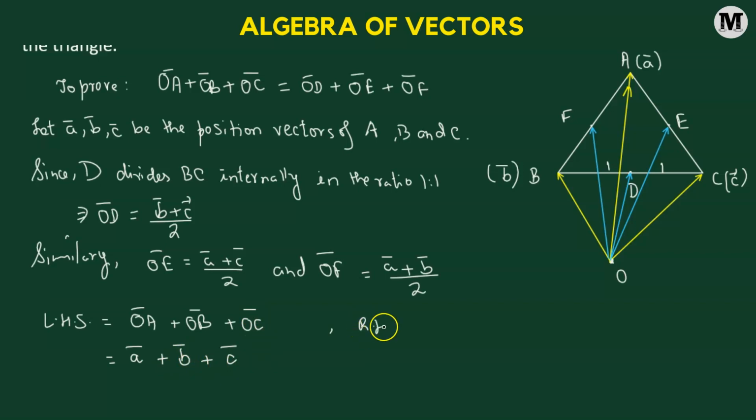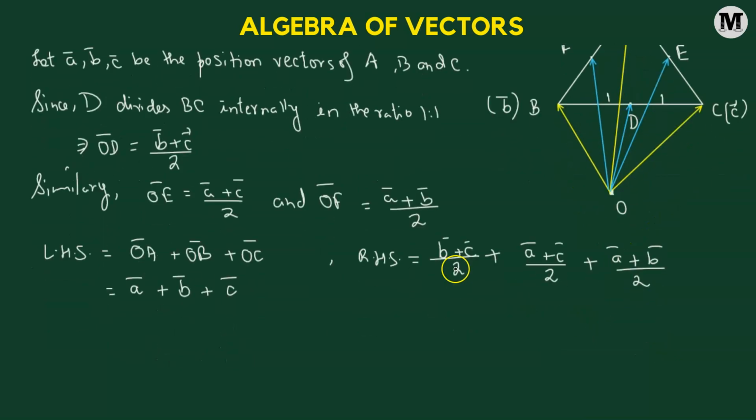And if we go to the right hand side, here we have the OD vector. In place of OD vector, we have B vector plus C vector, whole divided by 2. Then we have the OE vector, so that's A vector plus C vector, whole divided by 2. And then we have the OF vector, so that's A vector plus B vector divided by 2. Now we're going to take the sum of these three vectors. So we're going to have a common denominator of 2.